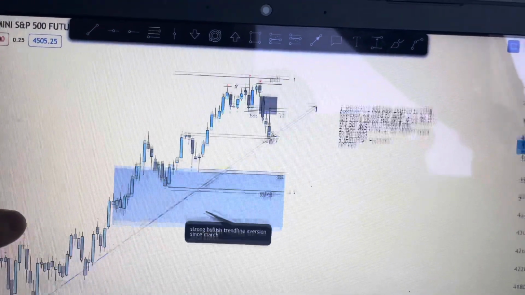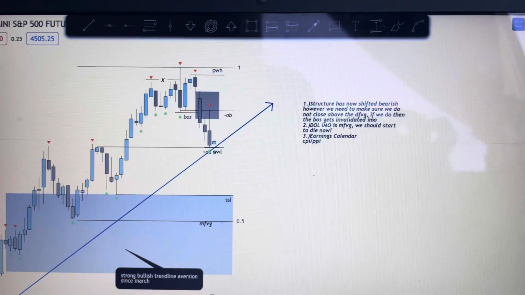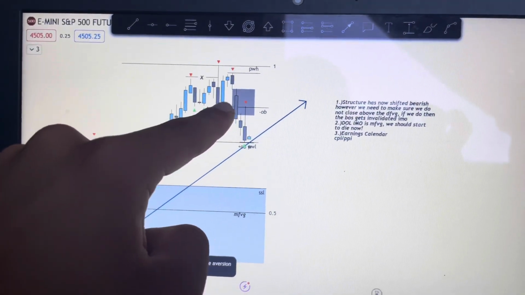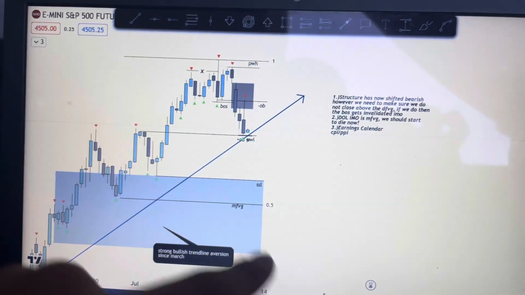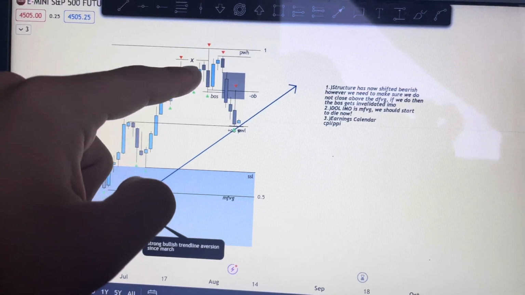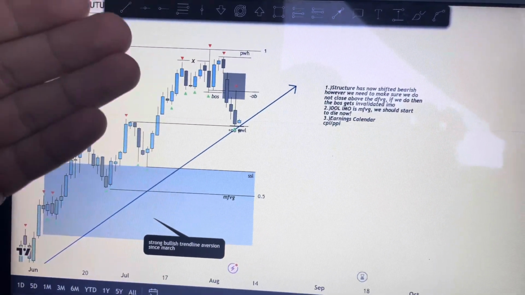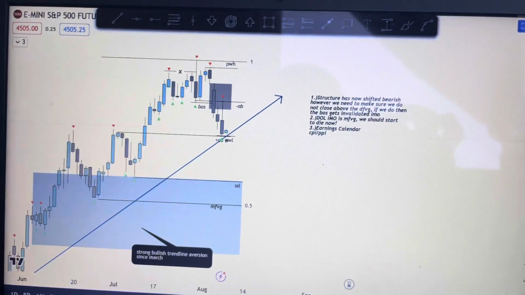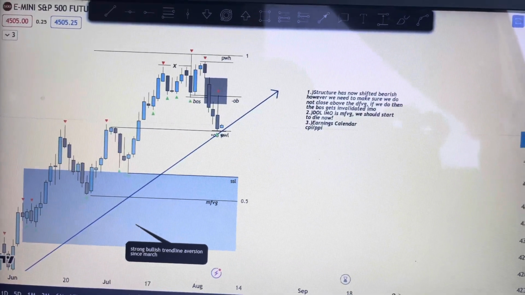So coming into the week, I expect an open, high, low, close day. As you guys can see right here, I have written down structure has now shifted bearish. However, we need to make sure we do not close above the daily fair value gap, which is right here. If we do, then the break of structure gets invalidated, in my opinion. And again, there's a bearish order block as well. So if we close above the bearish order block, that means that it is invalidated, right? We do not want to see price go above the mean threshold of the order block. But there have been times where it has, so we will see and we will just adjust.